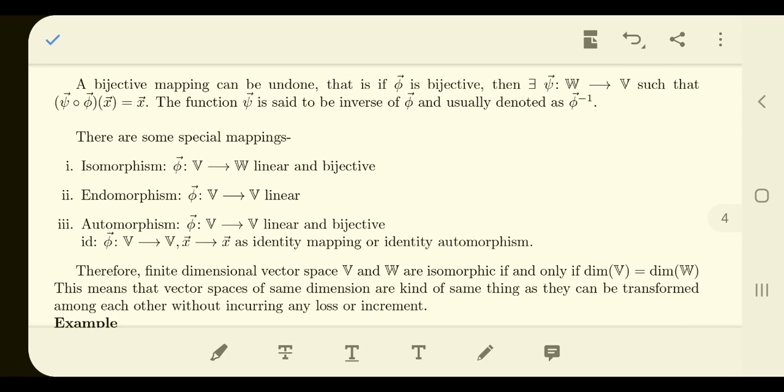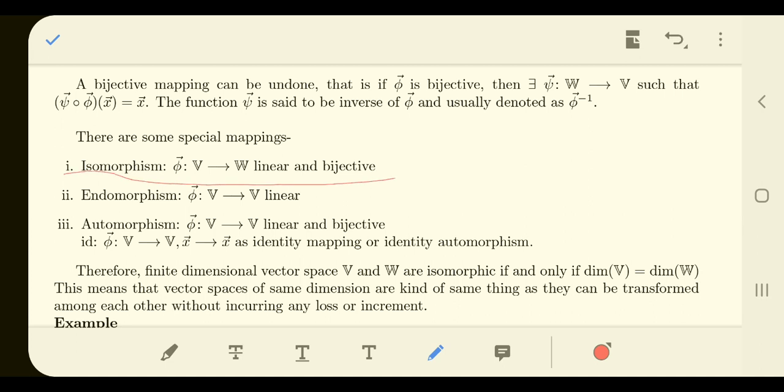So these are some definitions, you may read them. An isomorphic mapping is linear and bijective. An endomorphism is a mapping within the same vector space, and an automorphism is again within the same vector space, but it is linear as well as bijective. So basically it is moving to itself, and it has to be an invertible or undoable mapping.